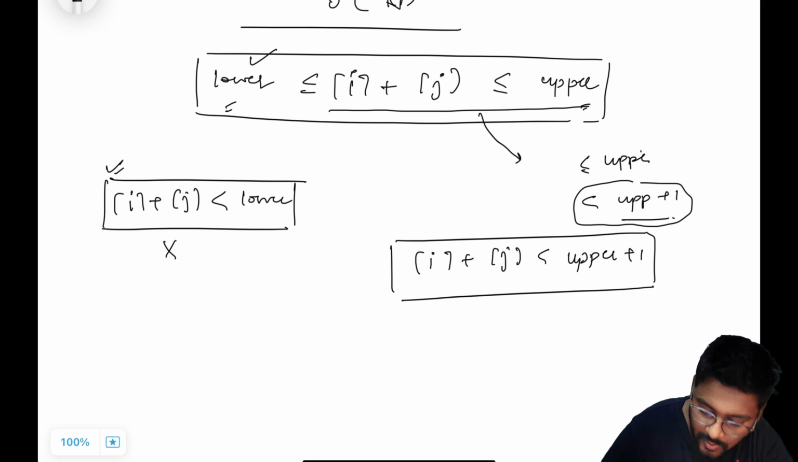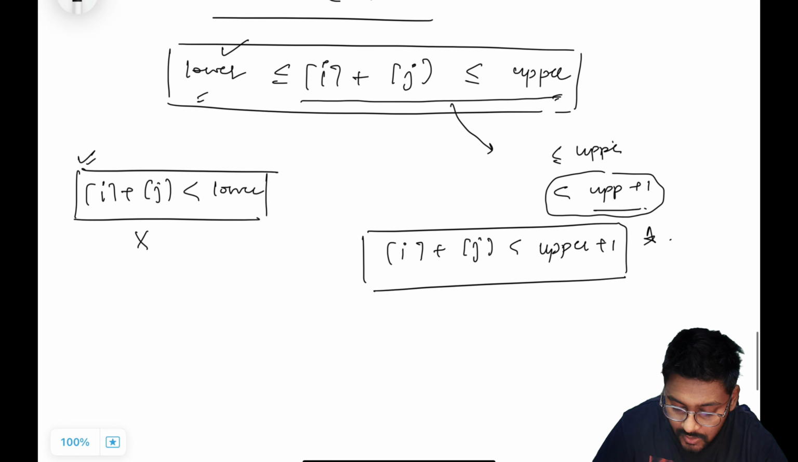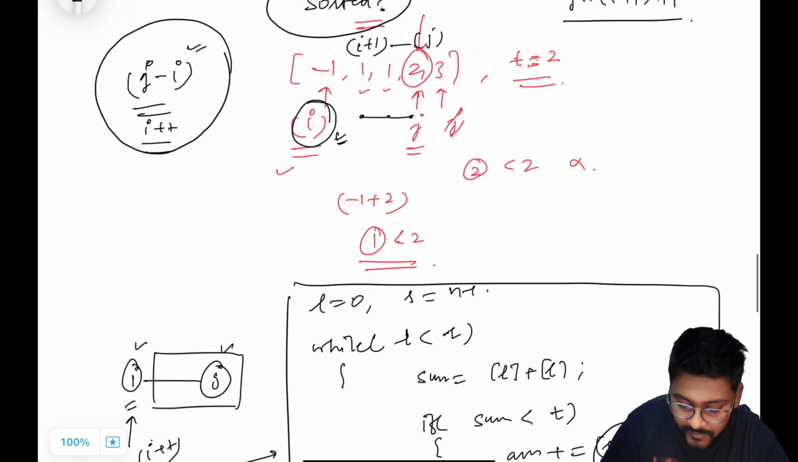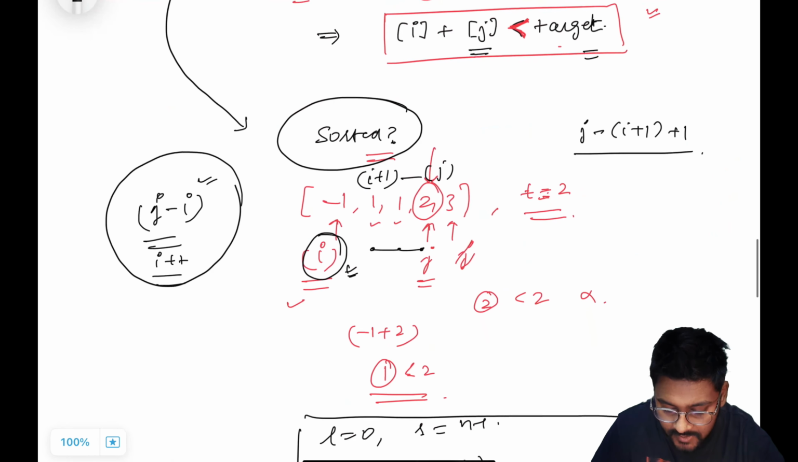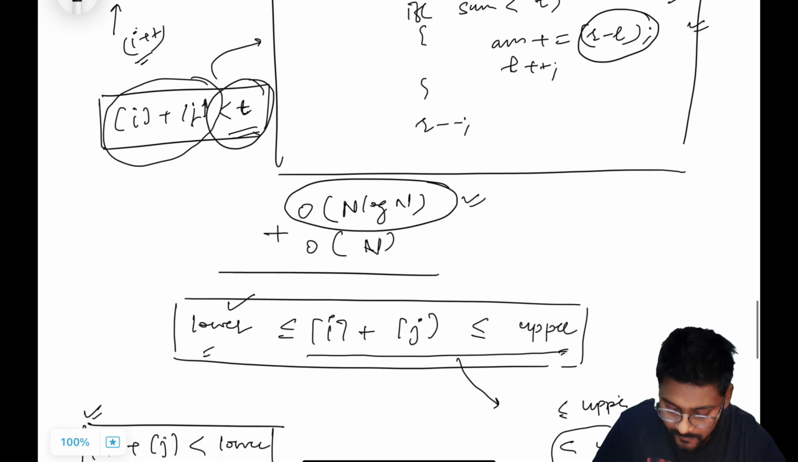See, this is the same problem statement that I just did. Pick a pair such that the sum of the values at those two indices is less than a target. So this is the problem that we just solved as a part of prerequisite 2824. And this is the code for this. Sort it and apply the two-pointer logic.